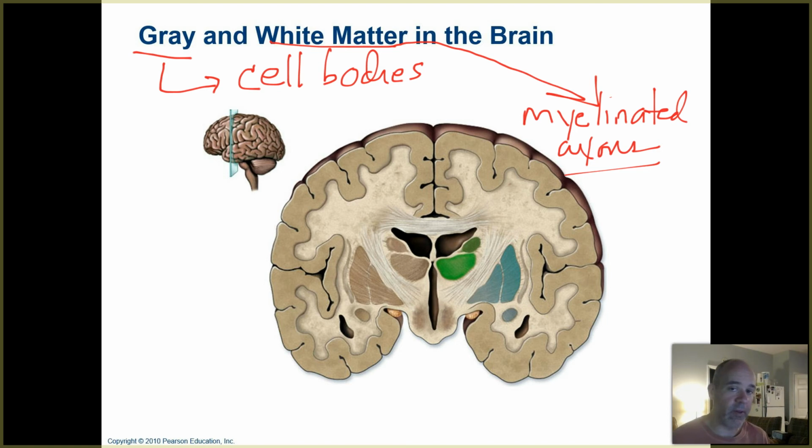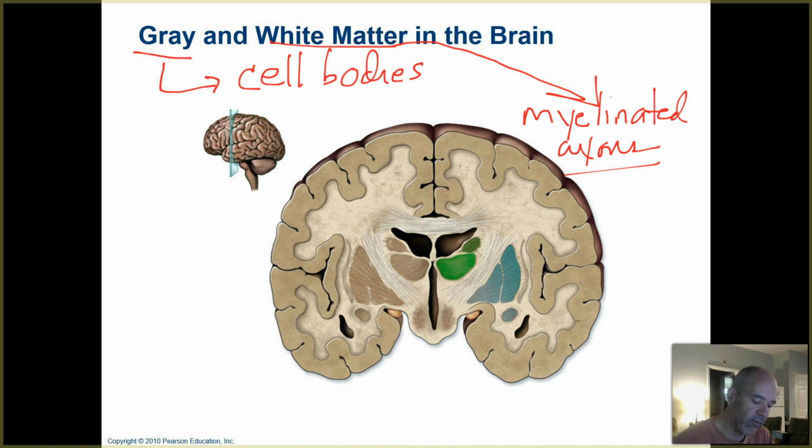And some of those within the white matter are ascending. They're moving upward toward the brain from lower areas of the body, lower areas of the nervous system. Or in other cases, they're descending. And in other cases, they may be crisscrossing from one side of the brain to the other. So that's what you have in the white matter.